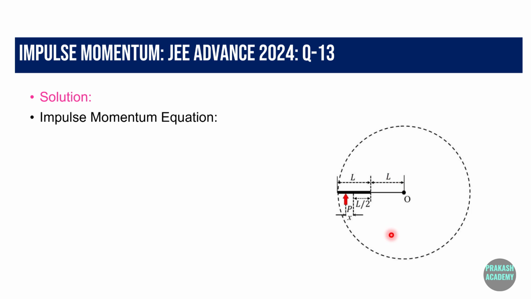So let us first write the impulse momentum equation. What is the impulse momentum equation? That is, impulse is equal to change in momentum, and in this case impulse is P. And what is momentum? Initially this was at rest, that is 0. What is the final momentum? Let us say its center of mass is moving with velocity vcm, then it will have momentum of m times vcm. So we can write P is equal to m times vcm. Let's call this equation 1.